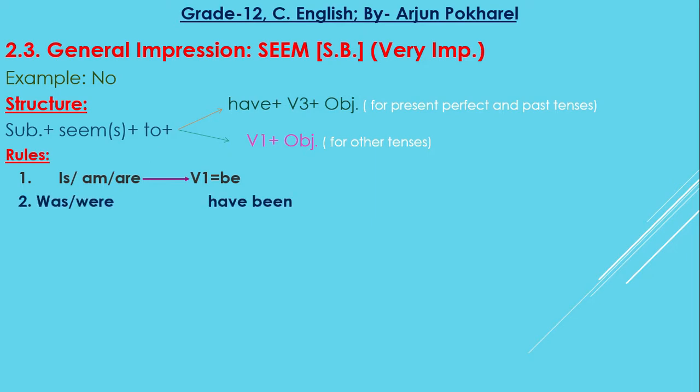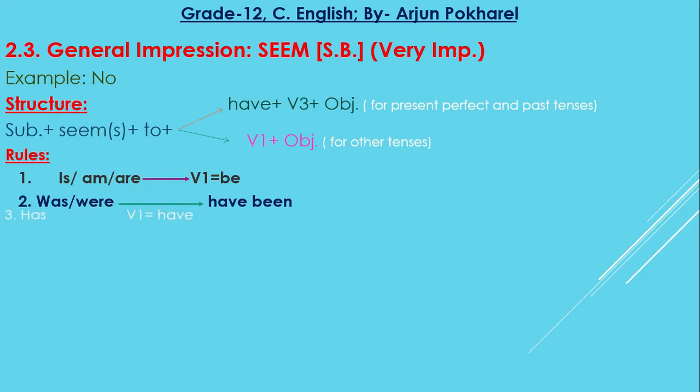In the same way, if there is was or were in the question, then you have to use have plus p3, because was or were is the past form. That's why you have to use the have plus p3 structure here, and p3 of was or were is been. That's why you have to use have been at that time.